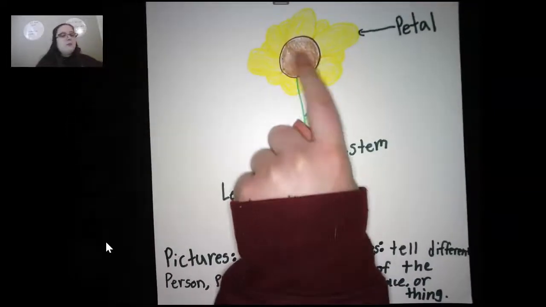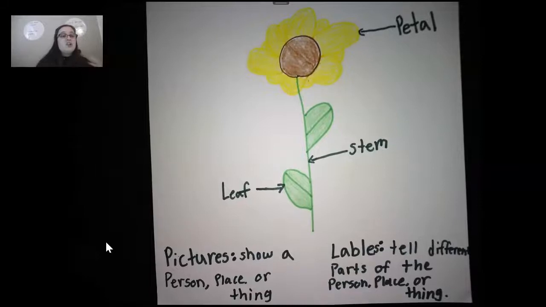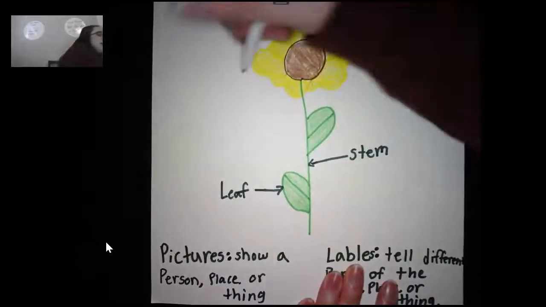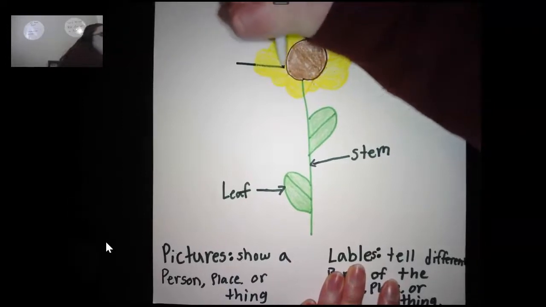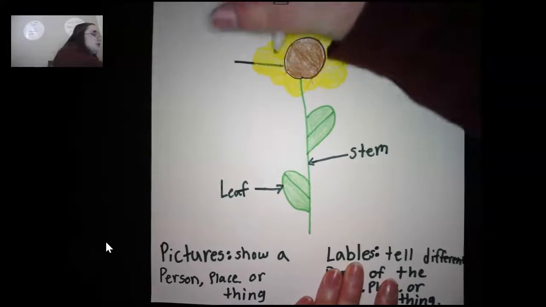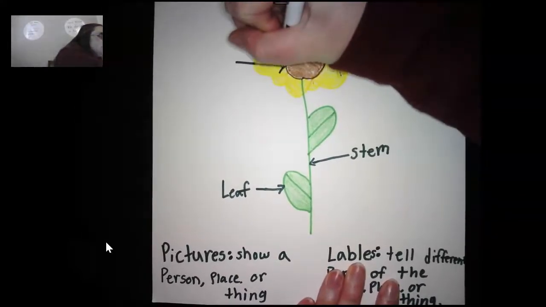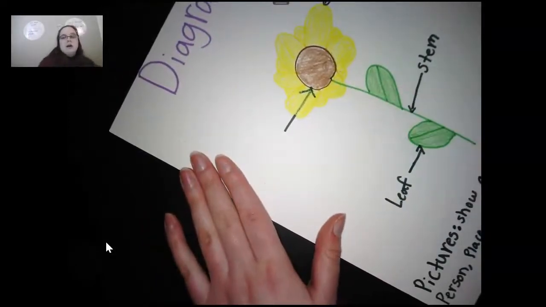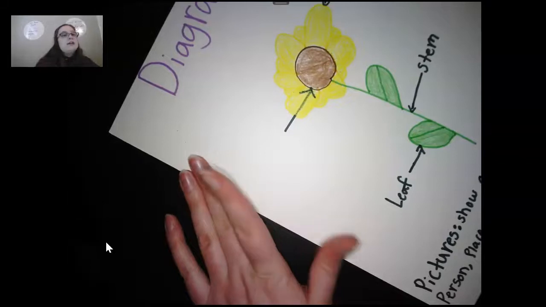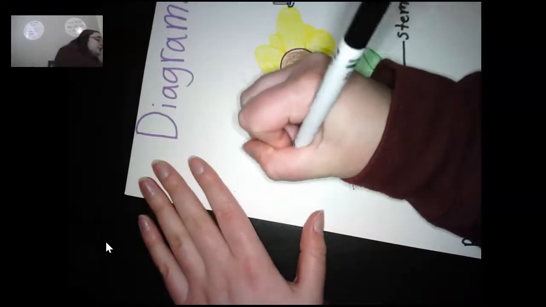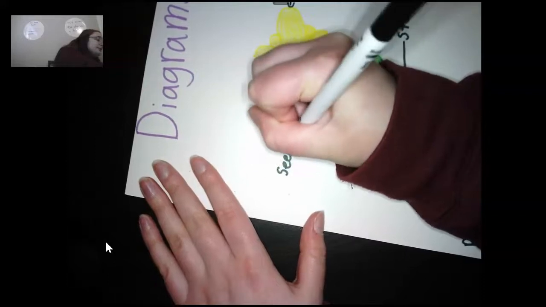So in this middle part of a sunflower, there are a whole bunch of seeds. So what I need to do is draw an arrow. And if you can see, I'm going over my diagram that's already drawn and colored. And make an arrow, and then I'll write what it is. So it's okay if you have to draw over part of your diagram to make your arrow so that it points at the correct thing. So we're going to write seeds.